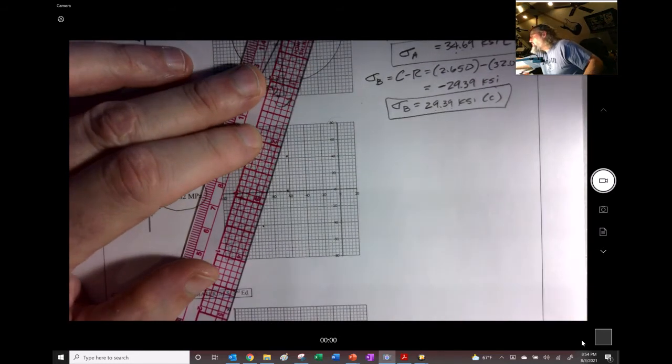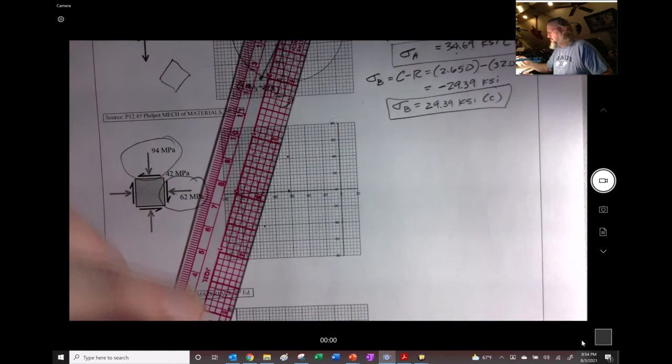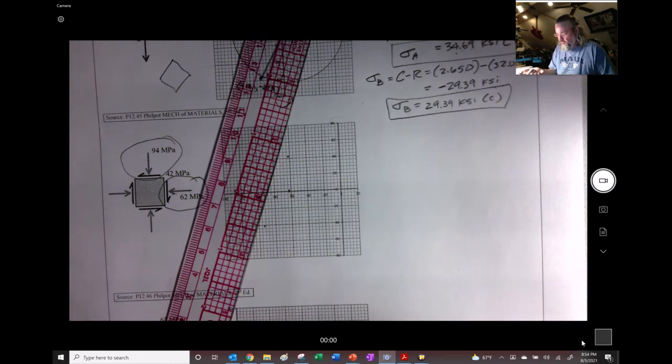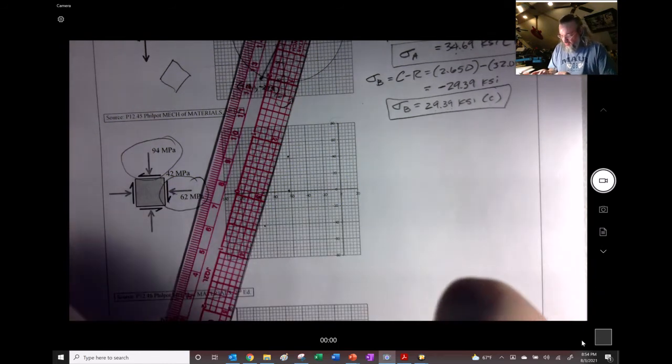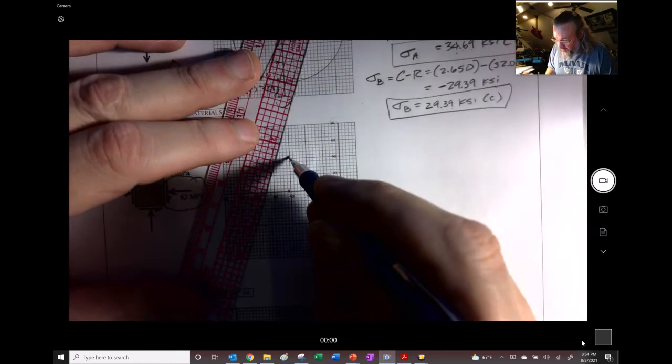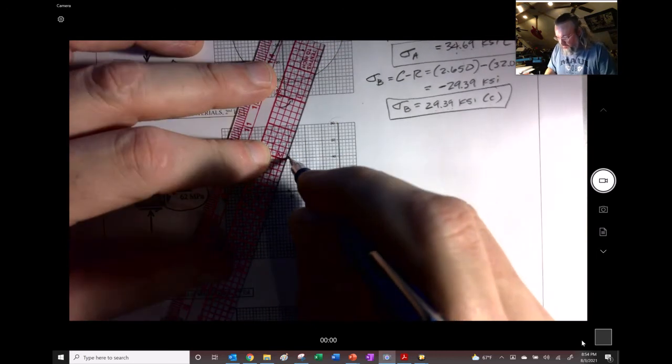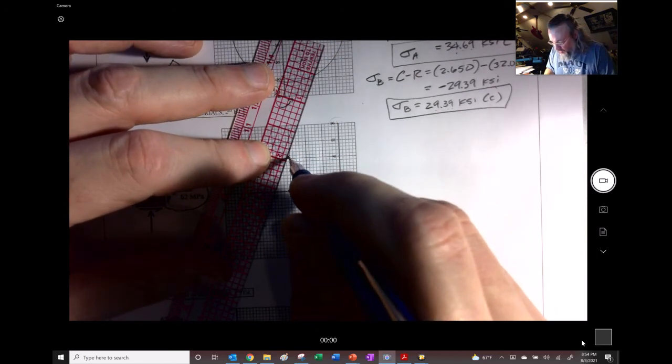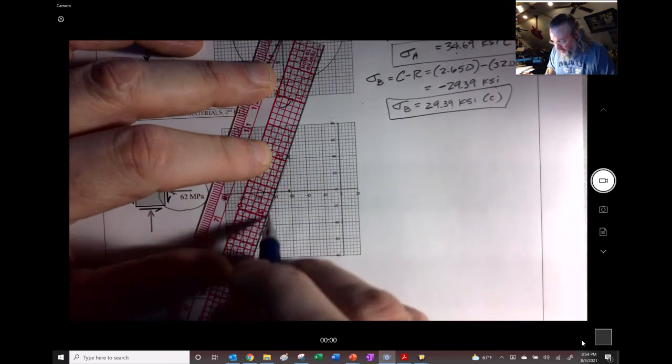I do have a thinner pencil. Let's see, that's a 0.5. Well, it's gotta be better than what I'm using right now. Okay. All right, so I can't quite see that very well, but I think I got it.